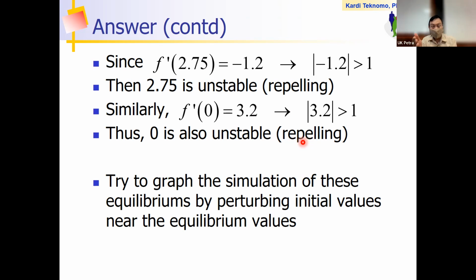So look, using a very simple method, if you can get that difference equation, then you know how to calculate the equilibrium and how to get the stability. Tell me, is this useful for you or not? I don't know.